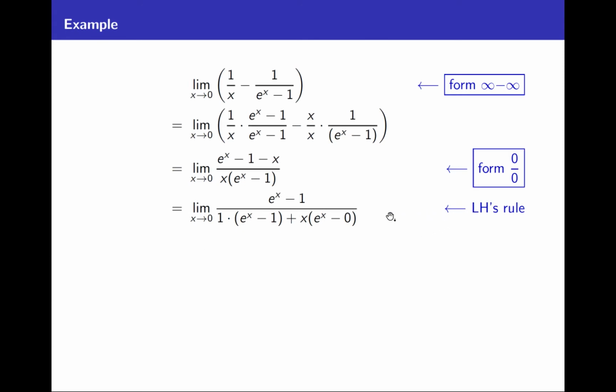So here we go. We've applied L'Hopital's rule here. We replace the expression here with its derivative, which is e to the x minus 1. On the denominator, down here, we had to put the derivative of x times e to the x minus 1. And there we had to use the product rule, 1 times e to the x minus 1 plus x times the derivative of e to the x minus 1. And simplifying that, we get this.